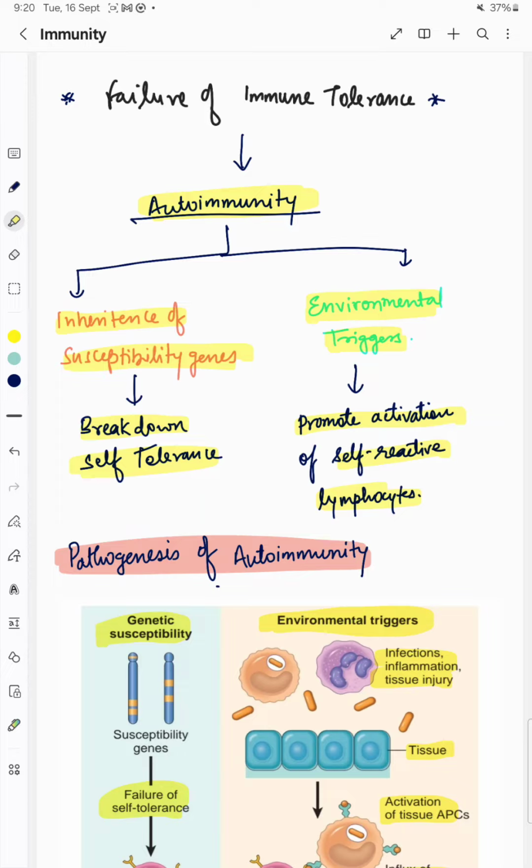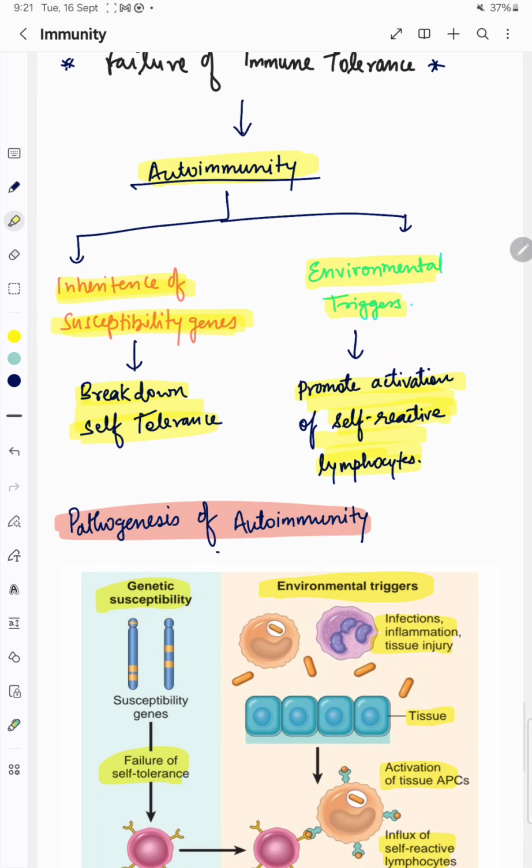Autoimmunity or autoimmune disorders are principally because of two mechanisms. First is inheritance of susceptibility genes and the second is environmental triggers. Inheritance of susceptibility genes will result in the breakdown of self tolerance, and environmental factors like infection, chronic inflammation and various physical insults will result in the self-reactive lymphocyte.